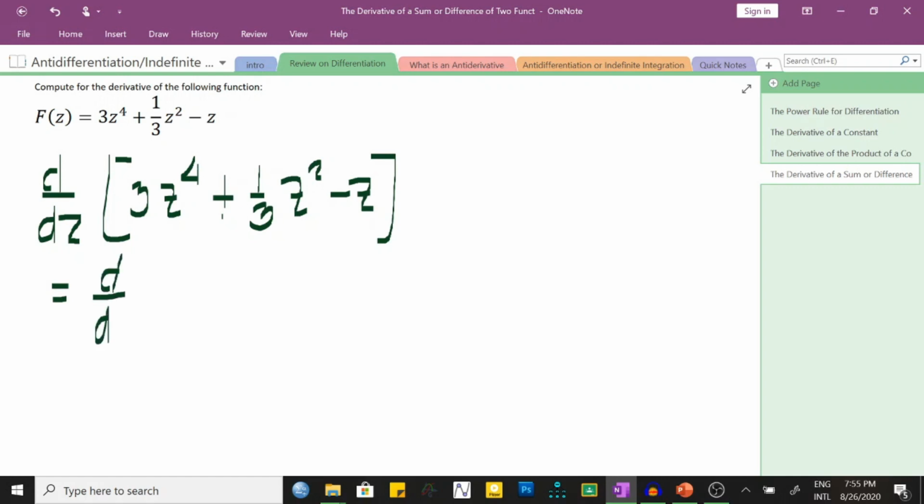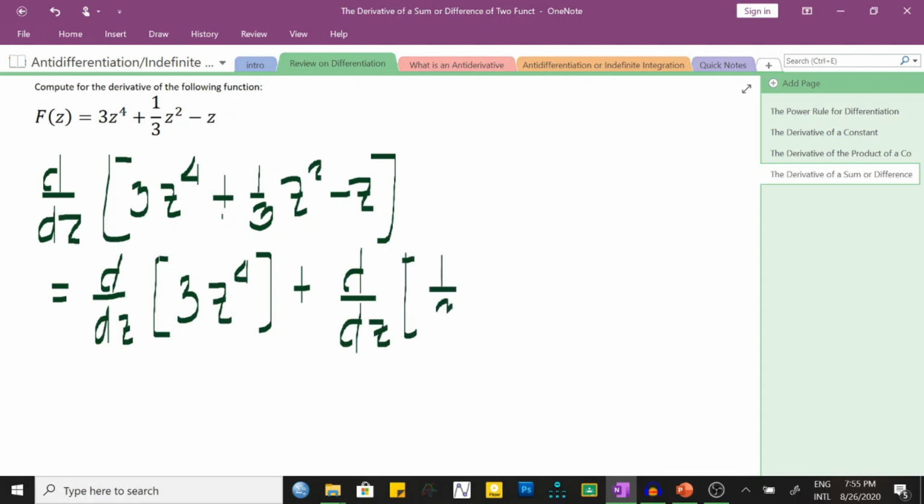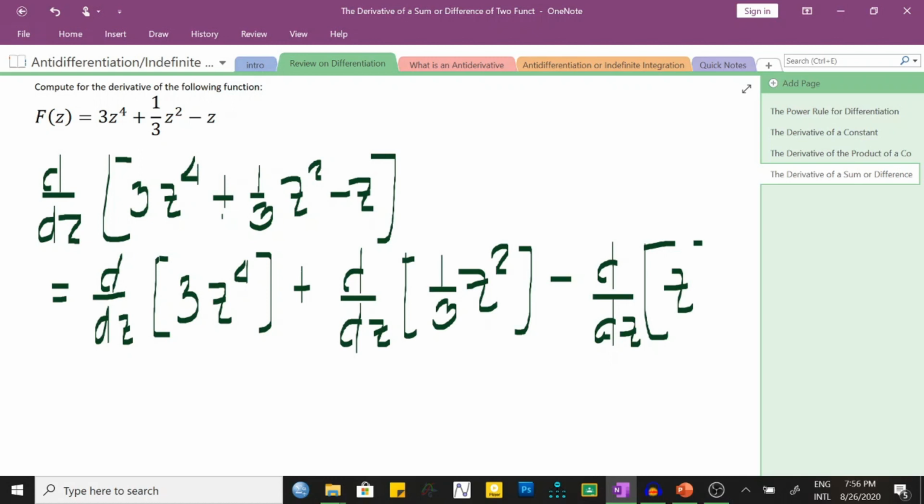This is the same as the derivative of the first term, which is 3z raised to 4, plus the derivative of the second term, which is 1/3 z squared, minus the derivative of z, I mean the derivative of z with respect to the variable z. So we are actually computing 3 derivatives. And there's no problem with this because we already mentioned some other rules to compute for the derivative.